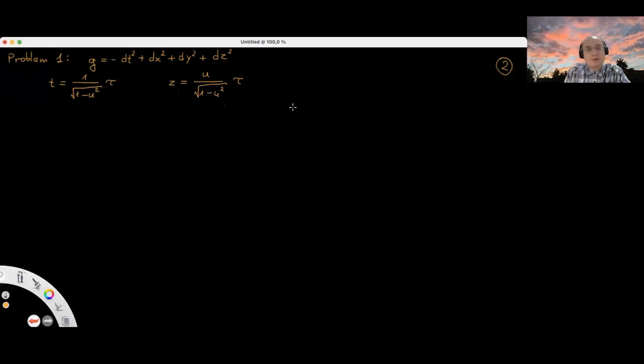Yeah, so we are substituting the standard coordinate system, which is T, X, Y, Z, with a new coordinate system, tau, X, Y, U. Now, in order to perform the substitution, the simplest option is just to calculate the differentials of these two, of the old coordinates T and Z in terms of the new ones, because this is already something we have.